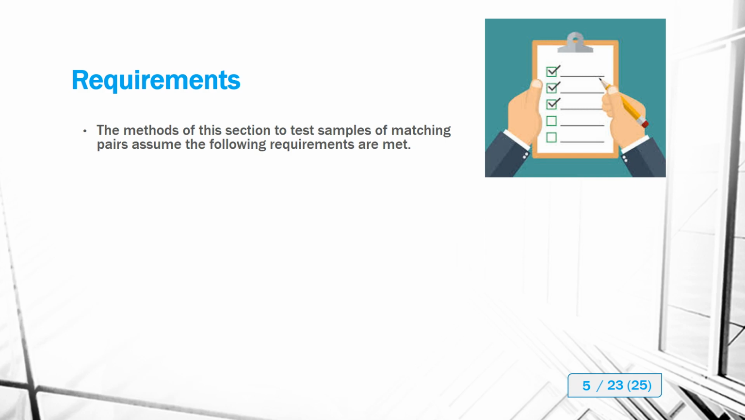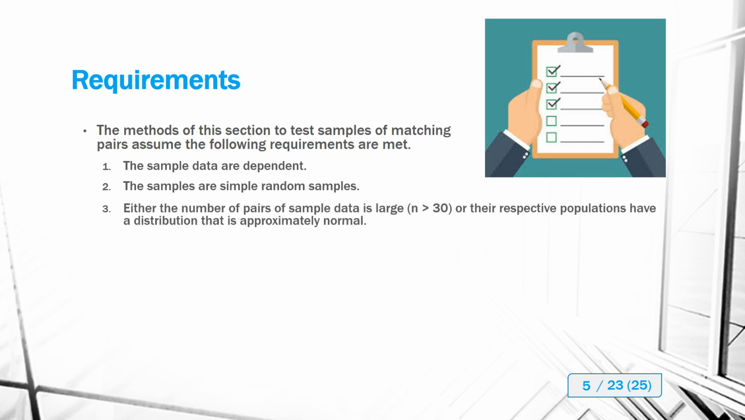Now, our requirements for this test, there's a few of them, and they have to be met. The first one is that the sample data are dependent. Typically, the methodologies we've been using up till now have required independent data sets. But since we're dealing specifically with dependent data, it's not surprising that we're not requiring our sample data to be independent. Rather, we are requiring them to be dependent. Samples must also be simple random samples.